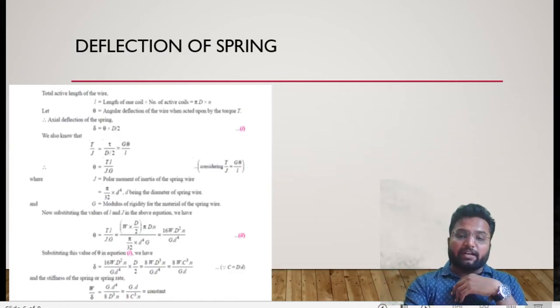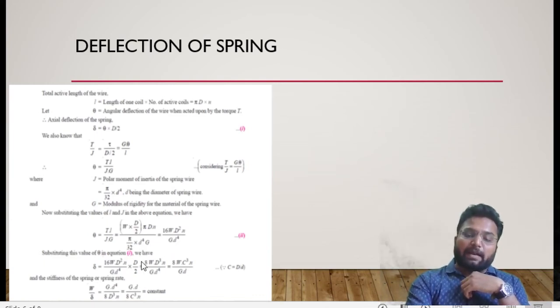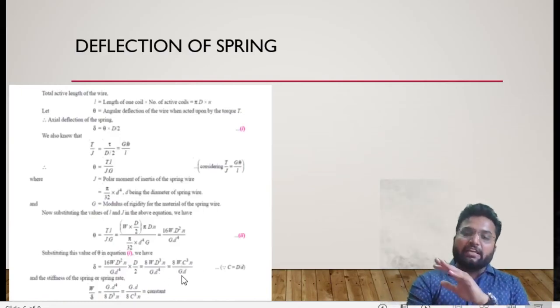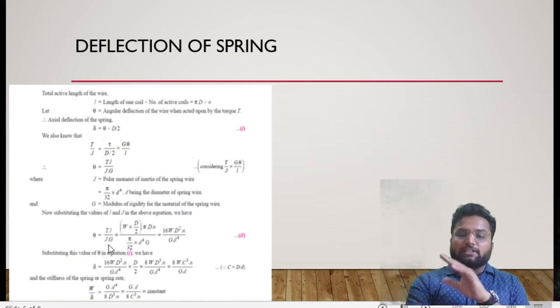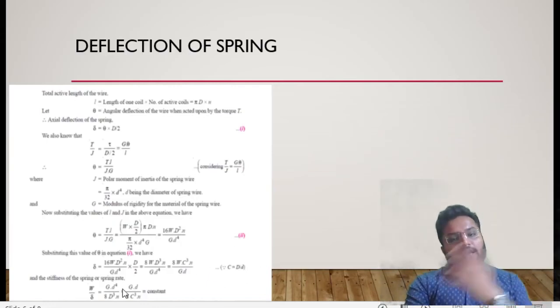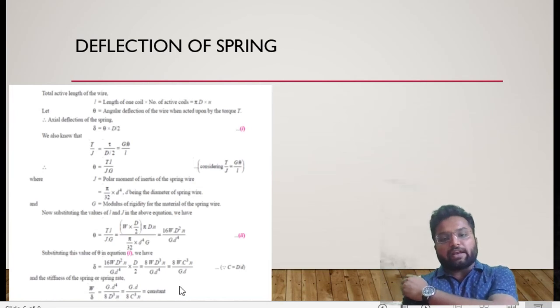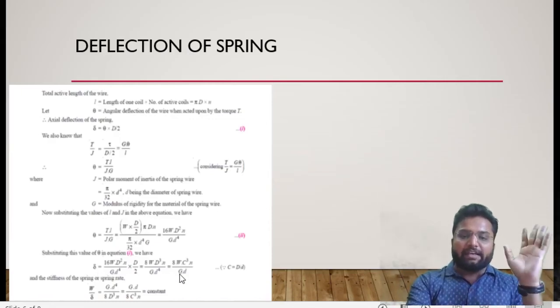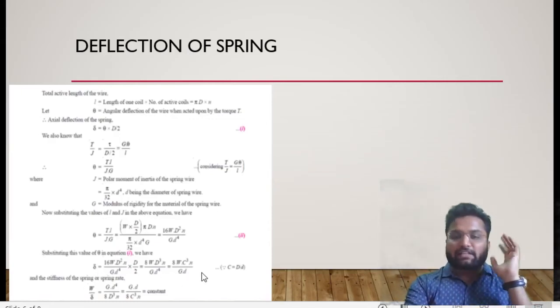So our angular deflection here is 16 W D squared n divided by G d raised to 4, which is multiplied by D by 2. So ultimately we will have the equation 8 W D cubed n divided by G d raised to 4. Let's convert capital D cubed upon small d cubed into C cubed. So ultimately 8 W C cubed n upon G d, which is also called the deflection of our spring, or linear deflection of our spring, where C is nothing but D by d. Clear? I hope you got this point. So ultimately you can have this equation in terms of delta. If you are asked to find delta, you can easily find that. Clear? I hope you understand this point very well.